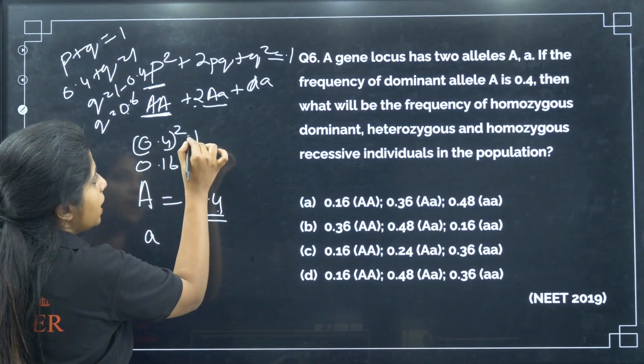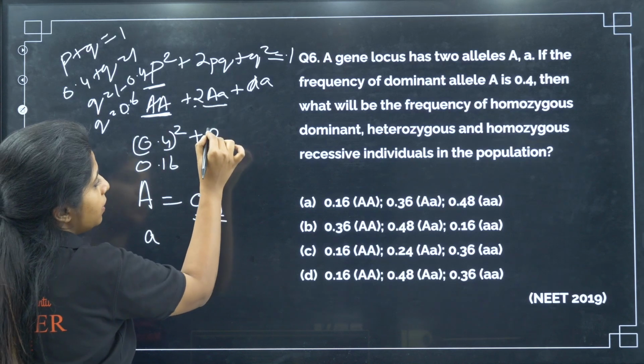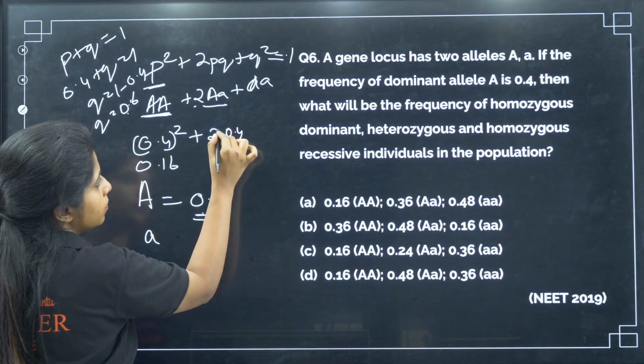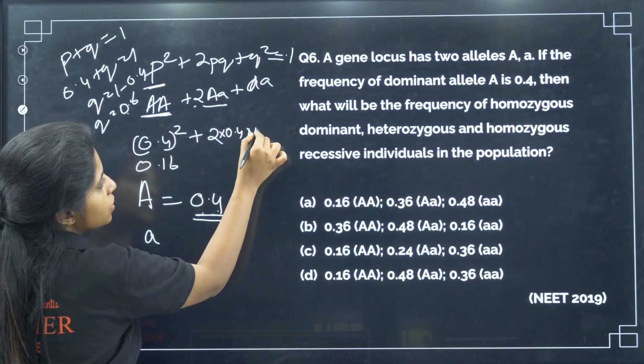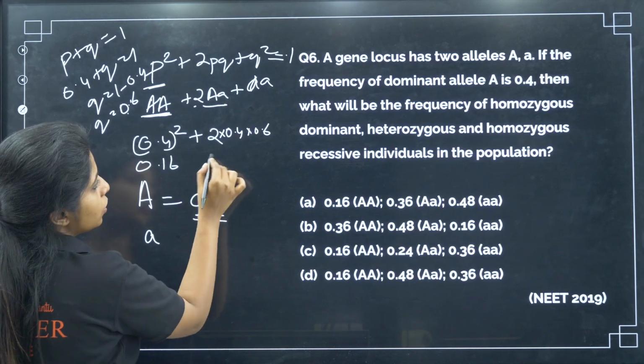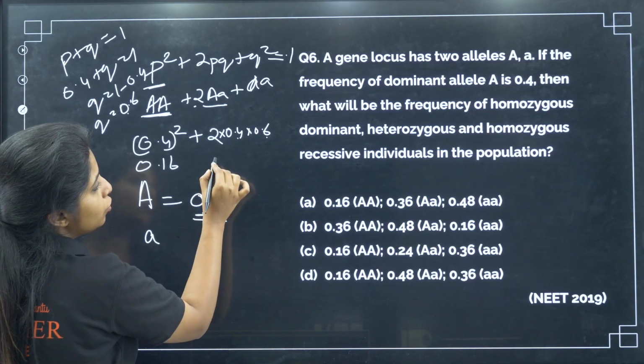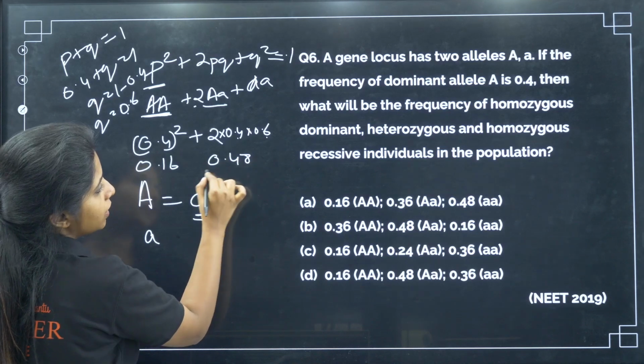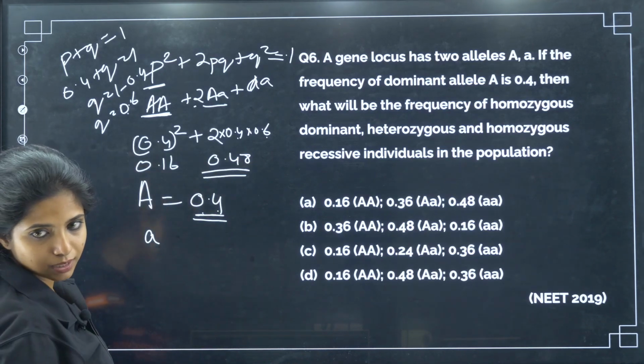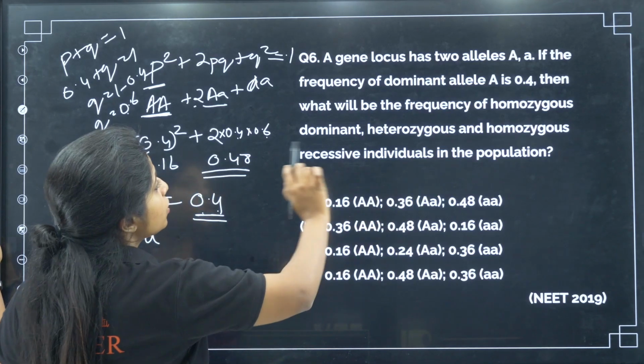So over here, capital A is 0.4, right, and small a is 0.6, right? The whole thing, when you get 0.24 into 2, will be 0.48. This is the heterozygous frequency. Now talking about homozygous recessive.